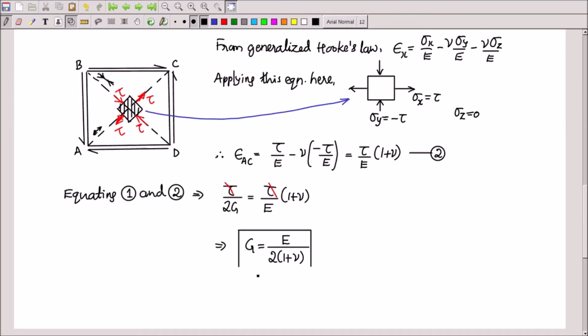This is a very important relationship. Modulus of rigidity is always E divided by 2 into 1 plus nu.